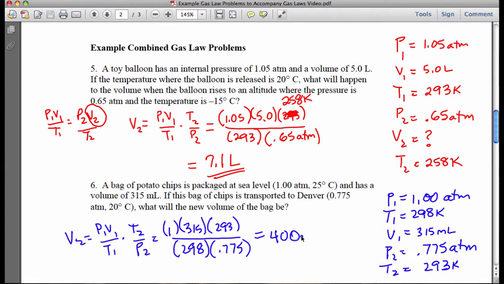400 milliliters. And I'm going to draw a little line over this 0 because I have 2 sig figs. So I'm trying to communicate that this one counts. So 2 sig fig answer, 400 milliliters. That is the combined gas law. Using lots of data to get your answer, it merges all the ideas of Boyle's, Charles, and Gay-Lussac's laws.